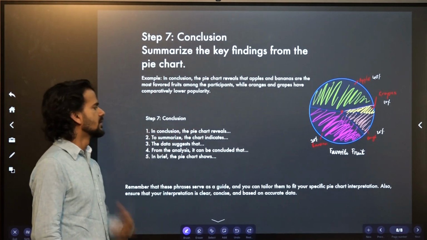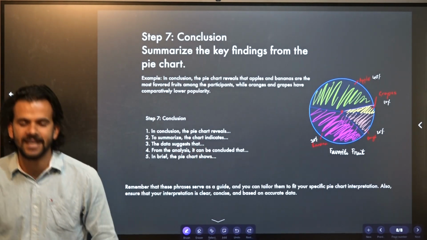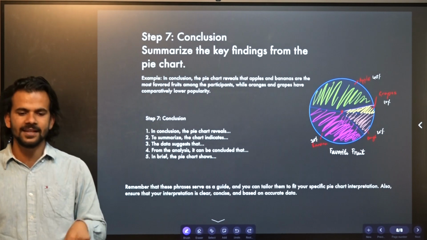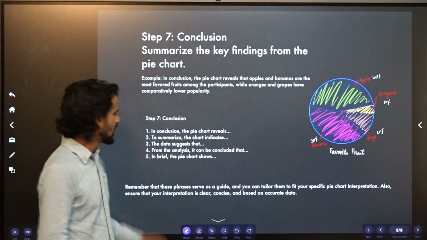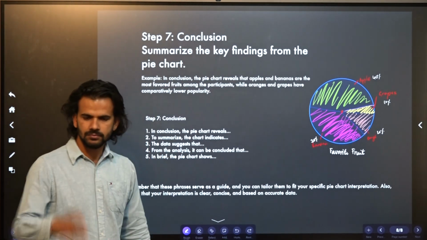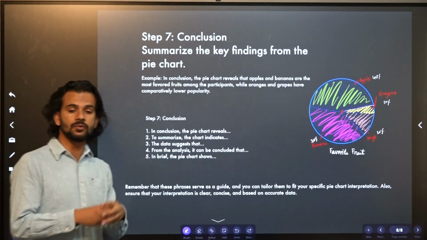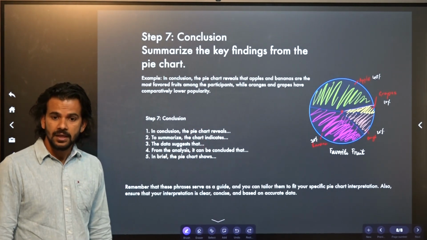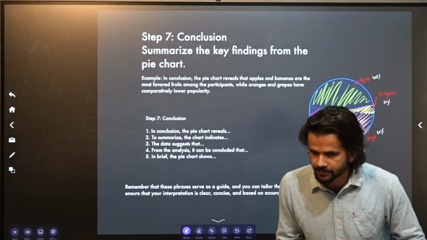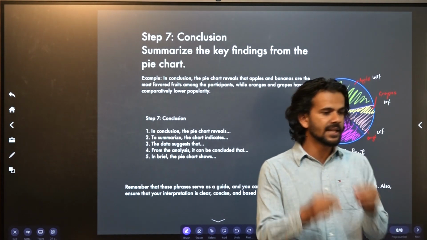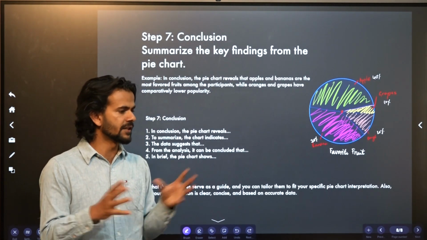In conclusion, the pie chart reveals. To summarize. To summarize. Once you write that, the reader understands that now you are summarizing. Oh, now this fellow is summarizing the whole thing. The data suggests, or from the analysis, in brief. So these are different expressions that can be used. You don't have to use whatever is written here. This is just a demonstration giving you ideas on how you can start your sentences. Alright? And explain what you want to explain clearly, effectively, and in a very succinct manner.